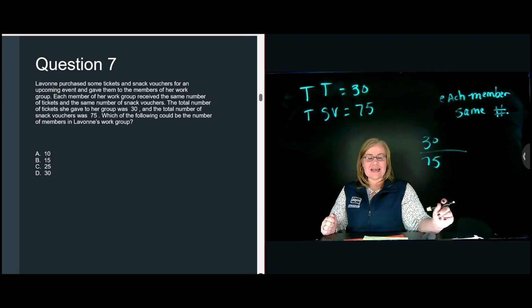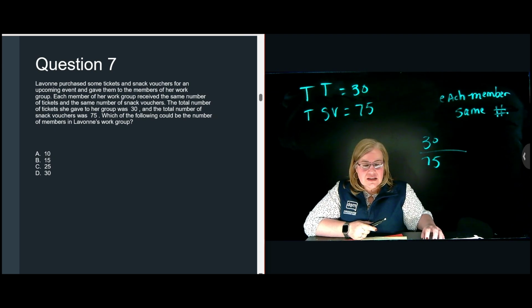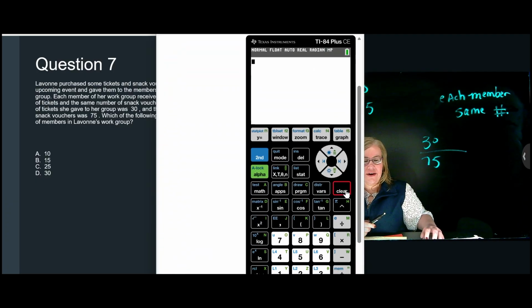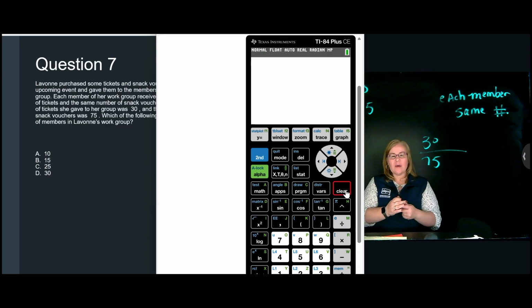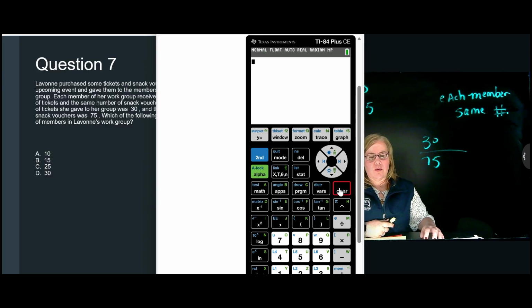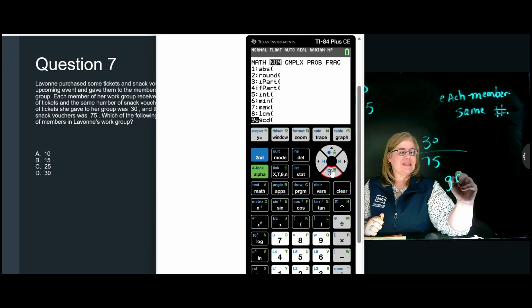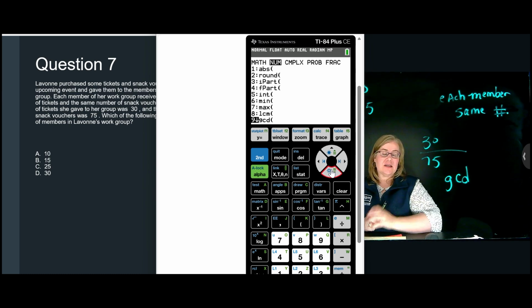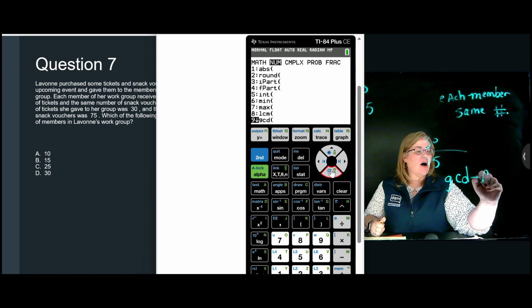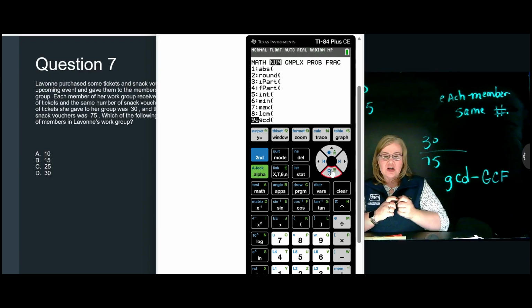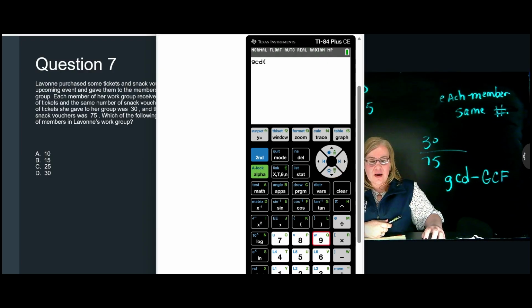What I'm going to do is use that calculator portion. So I'm going to pull back up my calculator and clear it. Now I need to know the greatest common denominator of these two numbers. So I'm going to hit my math button. I'm going to scroll right to my numbers and scroll all the way down to number 9. And it says GCD. That's greatest common denominator, which is the same thing as our greatest common factor. So I'm going to go ahead and press number 9 and press enter.